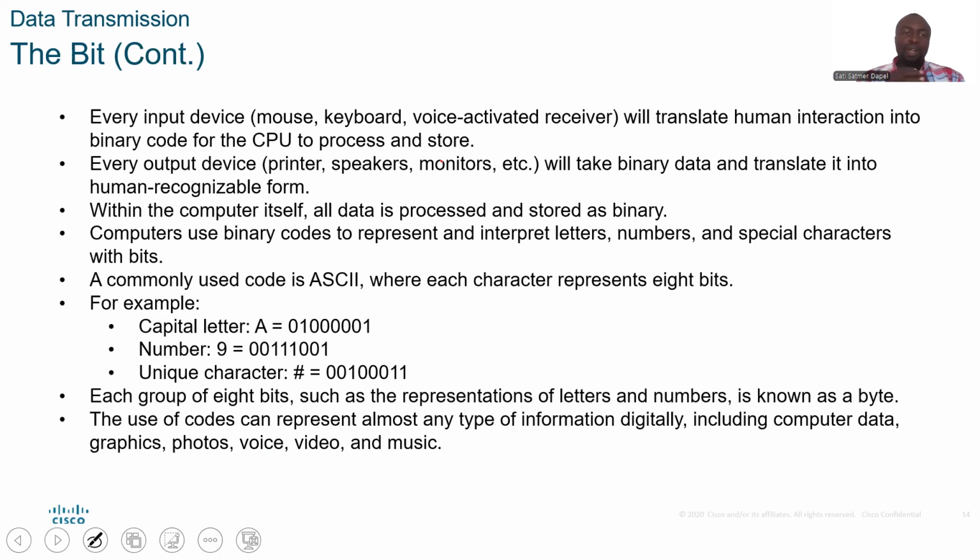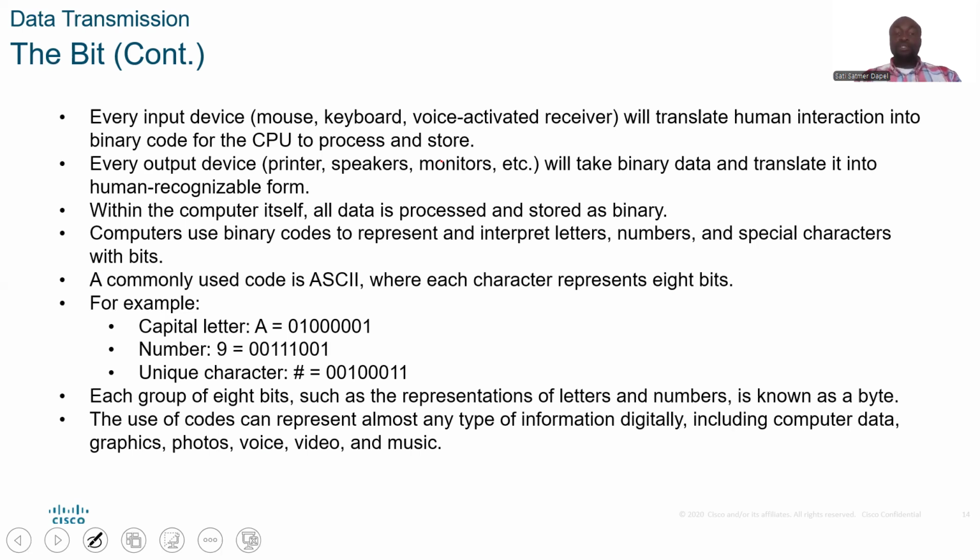So now, every input device, whether it is a mouse, a keyboard, a voice-activated receiver, whatever input device, scanner, will translate human interaction into binary code for the CPU to process and store. All right. Remember, in the concept of computer processing, you have to collect the data as input, then you process the information, then you store it, then you give it out as output. Okay. So when you collect the information, that is where this comes in. So every output device, printers, speakers, monitors, etc., will take binary data and translate it into human recognizable form.